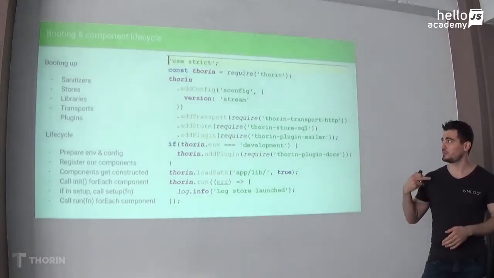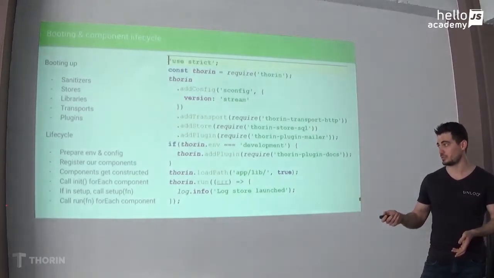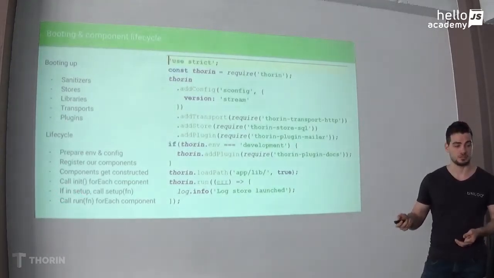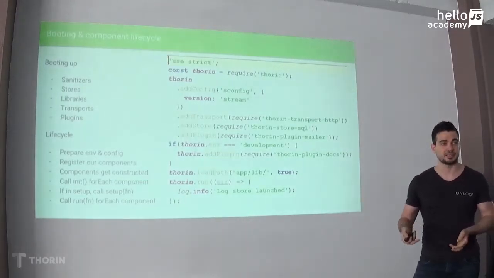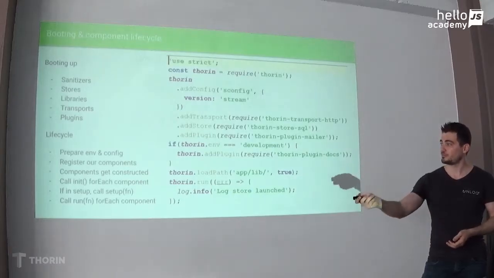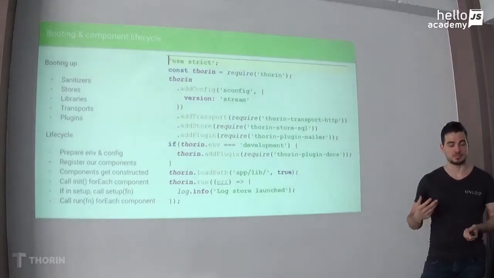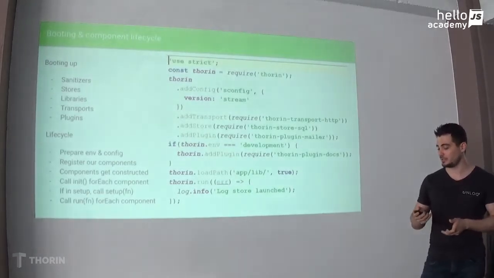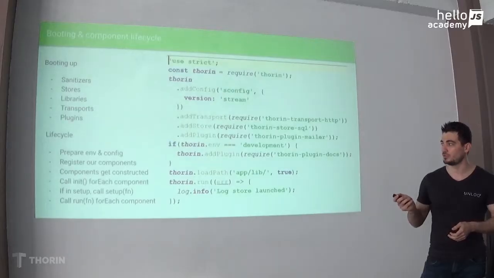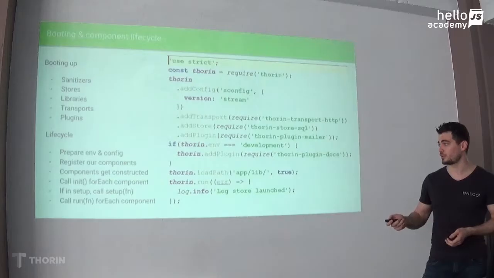And if you start the Thorin application in setup mode, every single component will have its setup function called, if there is one. So this is essentially when you're building a plugin, or when you want to set up your SQL store, the setup function will set up all the things that the plugin is working with. So it's good when you're adding a new plugin, you just run the application with a setup argument. And finally, all the components have their run function called.